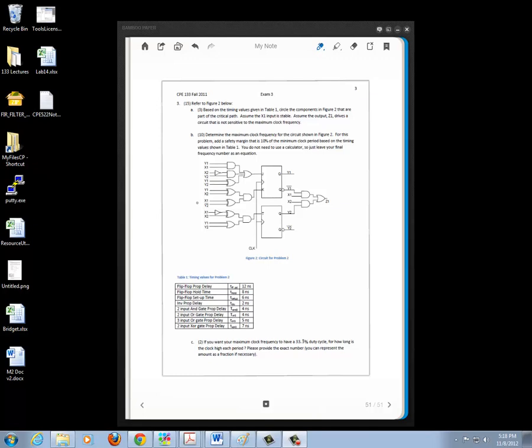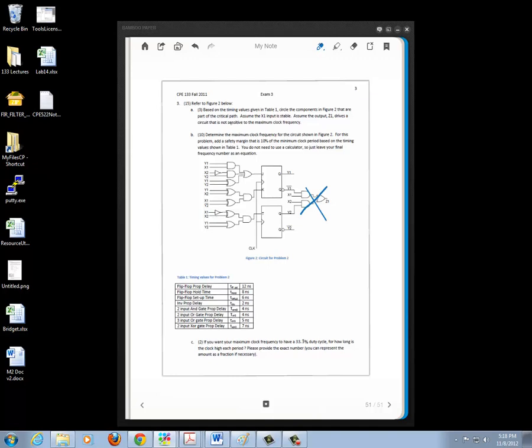We're assuming the X1 input is stable, and the output Z1 drives the circuit not sensitive to the maximum clock frequency. So right away, when we're doing these calculations, we can forget about all this logic. And we also don't need to worry about X1 changing. So here, this inverter is not going to play any role in our calculation because its X1 is stable, which means the output of the inverter is also stable.